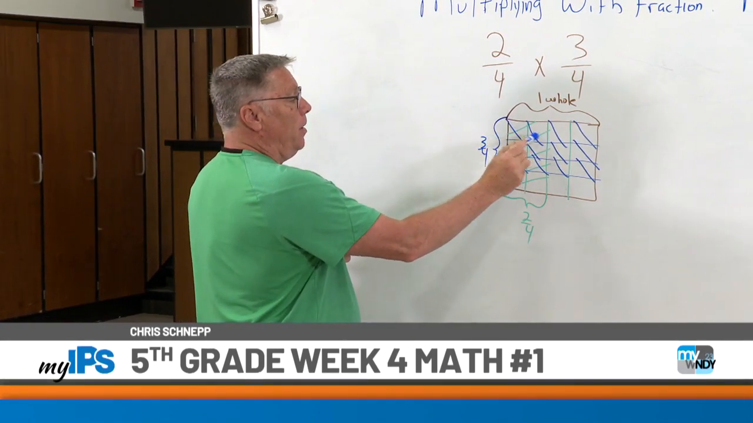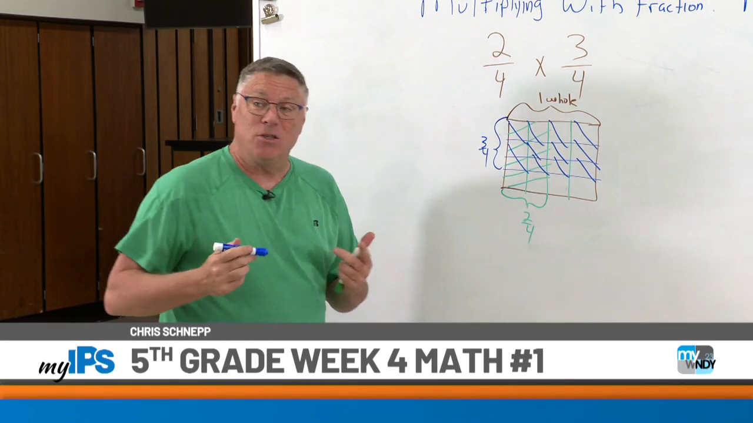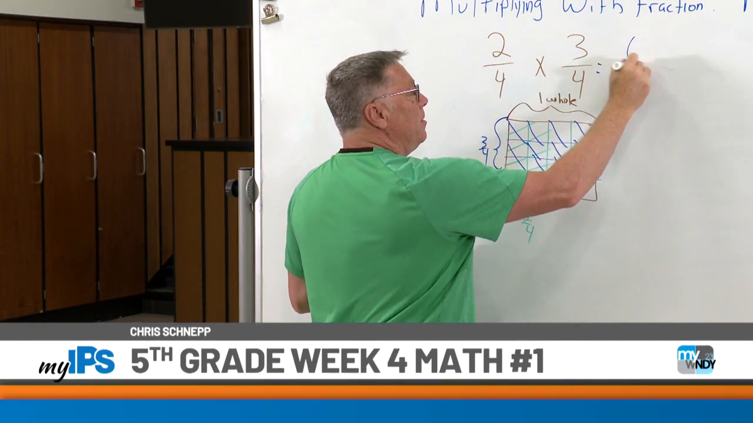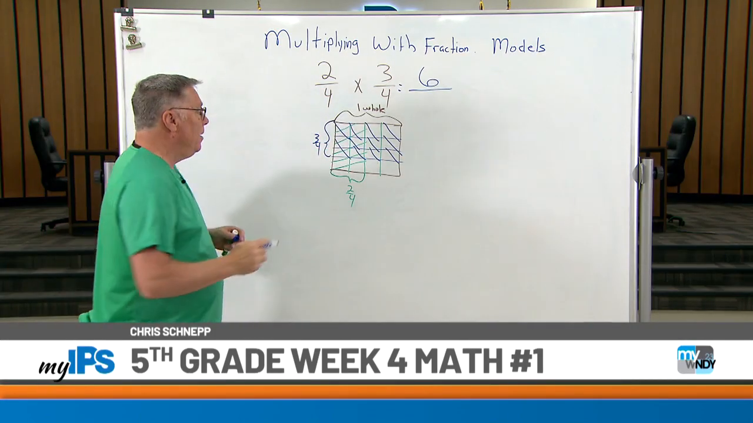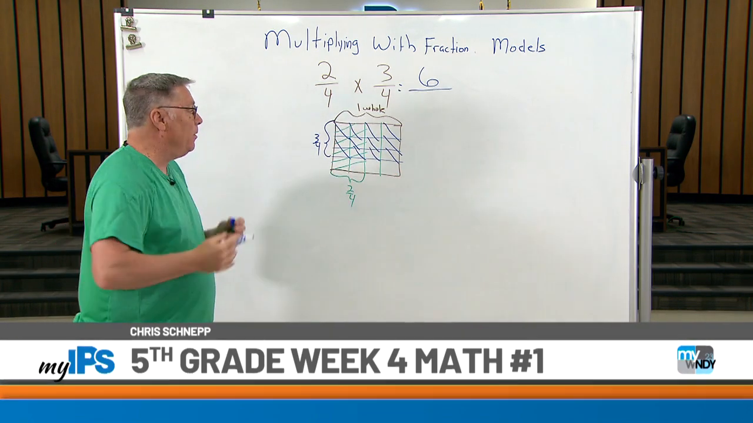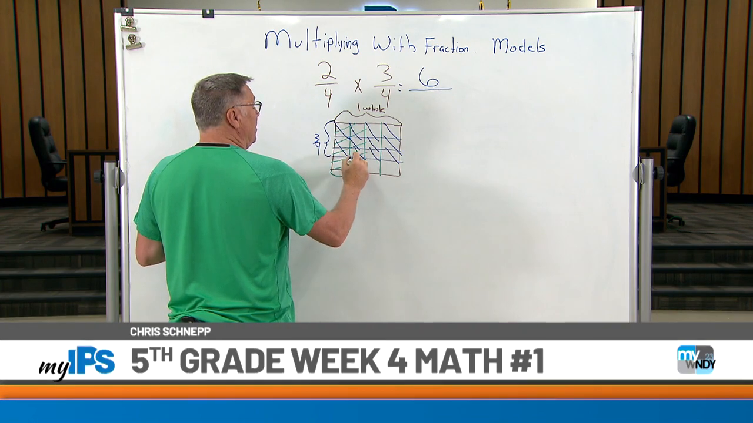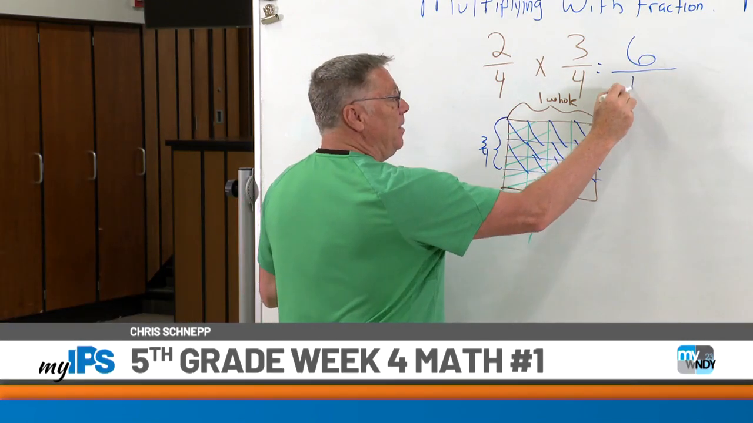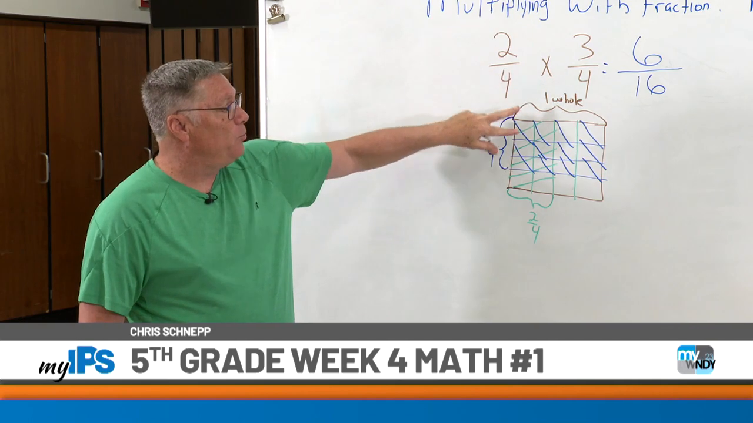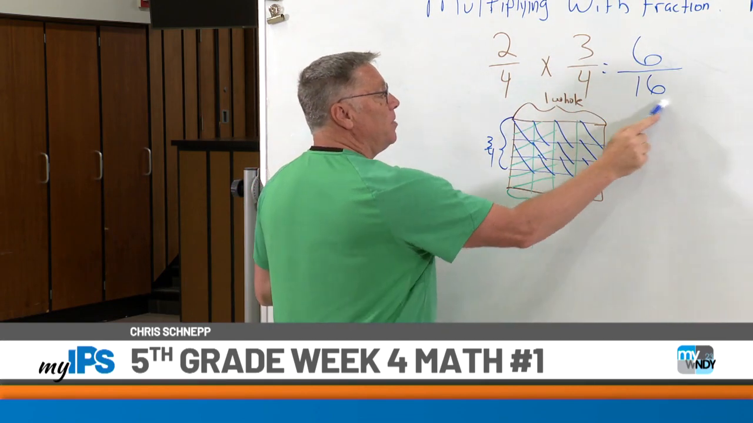All right, so I got 1, 2, 3, 4, 5, 6. Okay, so I've got 6 squares that are shaded with 2 colors. So my numerator is going to be 6. Now you do notice I have some other squares shaded, but there's not 2 colors in each, so we're not going to count those. But what we need to do is count how many squares there are. 1, 2, 3, 4, 5, 6, 7, 8, 9, 10, 11, 12, 13, 14, 15, 16. All right, so our model shows that 2/4 times 3/4 is 6/16. And if we multiply it across, 2 times 3 is 6, 4 times 4 is 16.